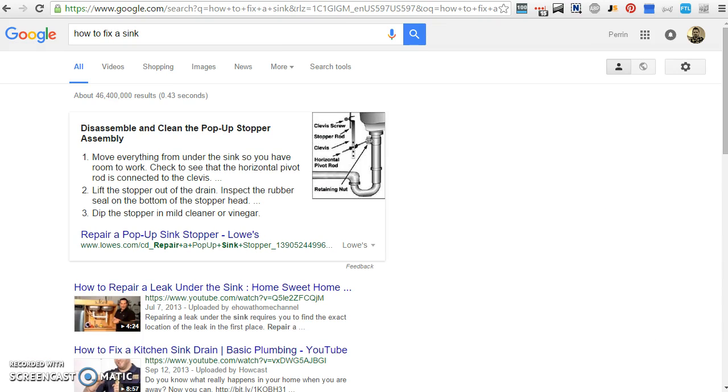Here's another example: how to fix a sink. This is a little bit further along in the buying process because this person has a problem, right? So they might be frustrated enough to buy something, or you might be able to give them a solution. However, they still want to do it themselves. This is not a person looking to hire a plumber. This is a person looking to learn how to do something and then do it themselves.